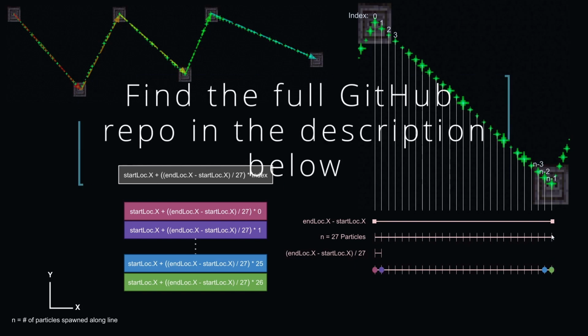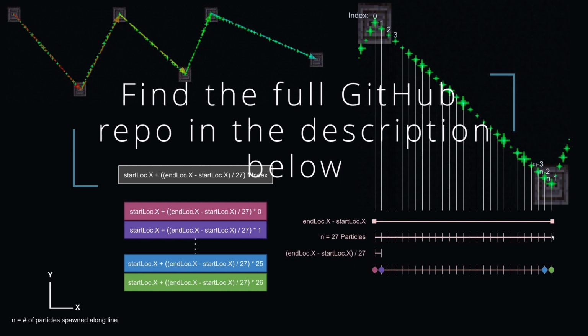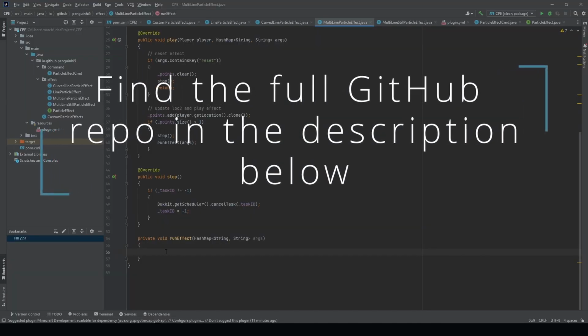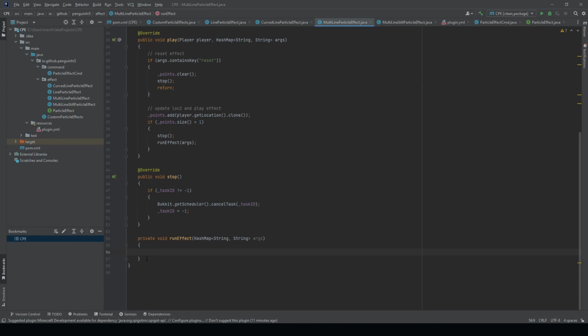And now that we have that, we can just go ahead and hop right into the code. So here we are in IntelliJ. Now I am going to be creating my particle effect in this run effect method. So in your project, you can go ahead and copy the code I write in here and just paste it wherever you need it in your own program.